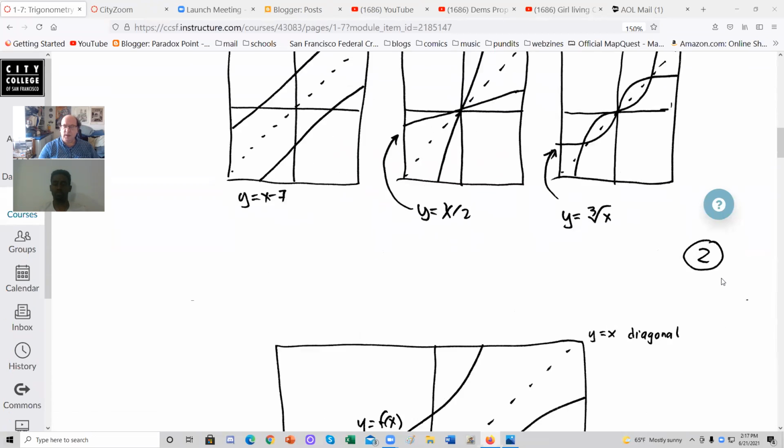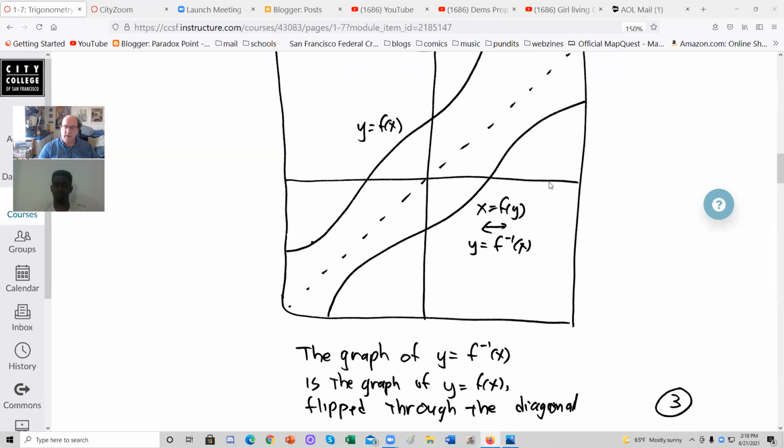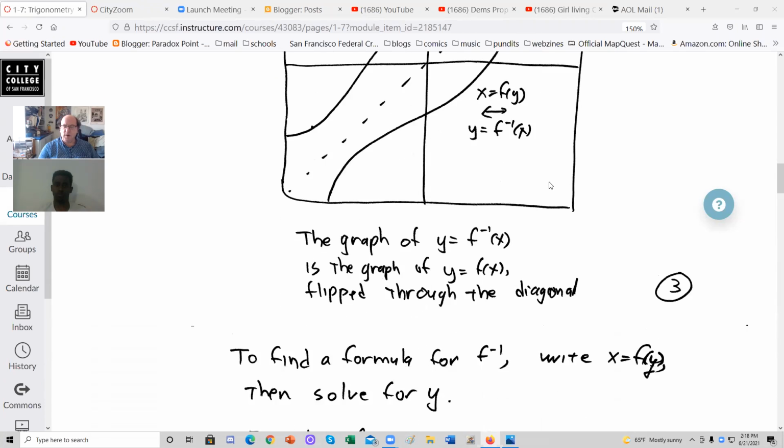Now, for all of these, we have a kind of reflection going on. If this is the graph of y equals f of x, its inverse graph looks like the graph of f of x, only flipped, reflected through the diagonal line. The reason is simple. y equals f inverse of x if and only if x equals f of y. That's the same as y equals f of x, only with the letters x and y exchanged. And that's equivalent to flipping through the diagonal because it turns the x-axis into the y-axis and vice versa. So that's how you get a graph of an inverse function.